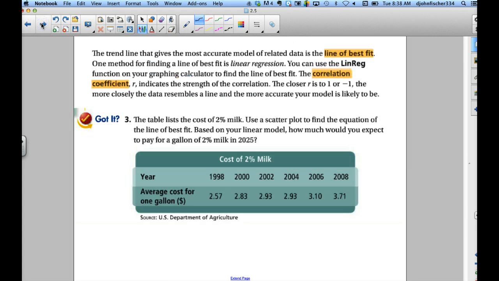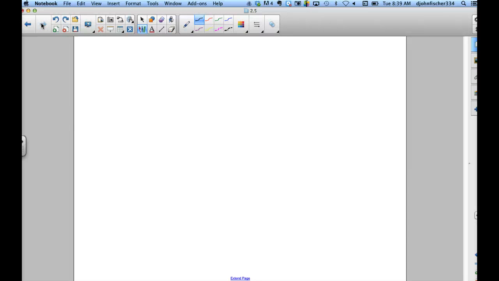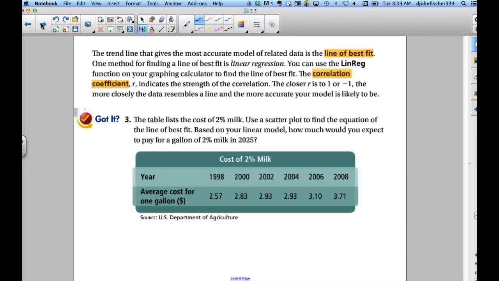Now let's try another one. This is the last problem I'm going to do. The trend line that gives the most accurate model of related data is the line of best fit. One method for finding the line of best fit is called linear regression. You can use the linear regression function on your graphing calculator to find a line of best fit. The correlation coefficient R indicates the strength of the correlation. The closer to 1 or negative 1, the more closely the data resembles a line.